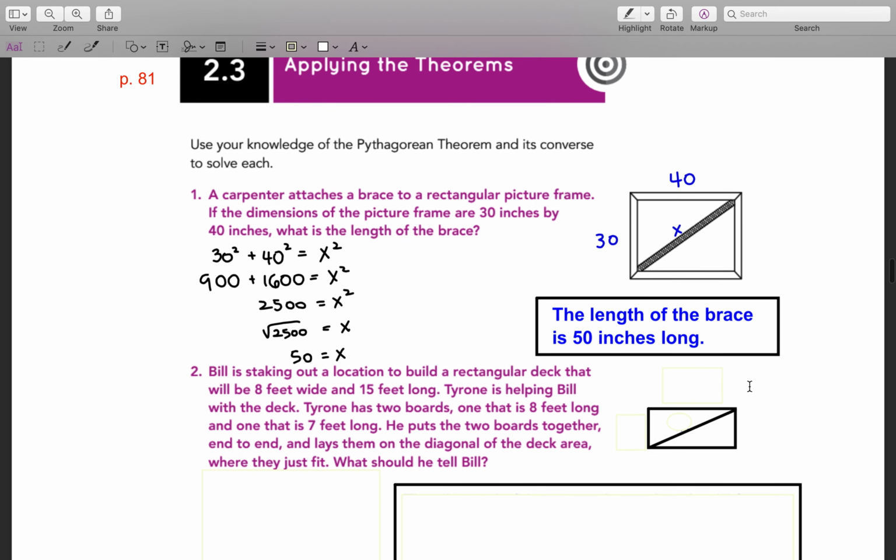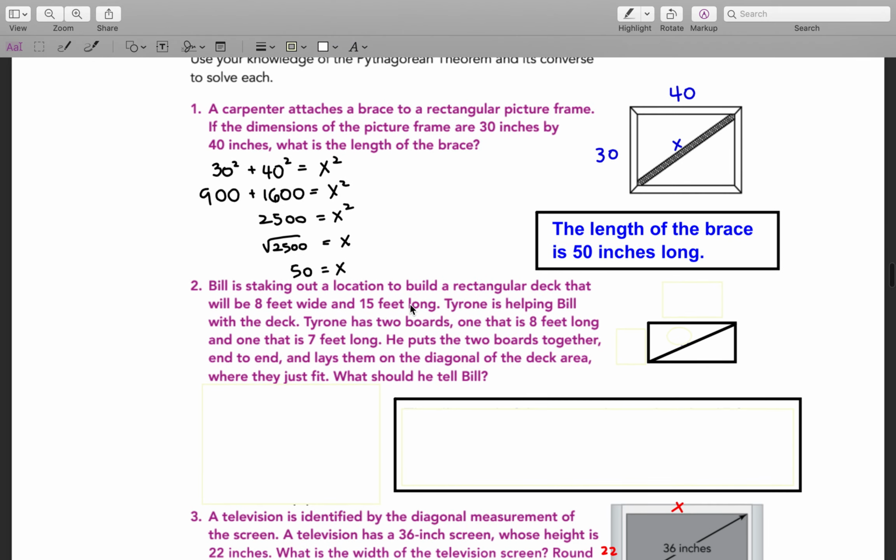And moving on to number 2, Bill is staking out a location to build a rectangular deck that will be 8 feet wide and 15 feet long. Tyron is helping Bill with the deck. Tyron has 2 boards, one that is 8 feet long and one that is 7 feet long. He puts the 2 boards together end to end and lays them on a diagonal of the deck area where they just fit. What should he tell Bill?